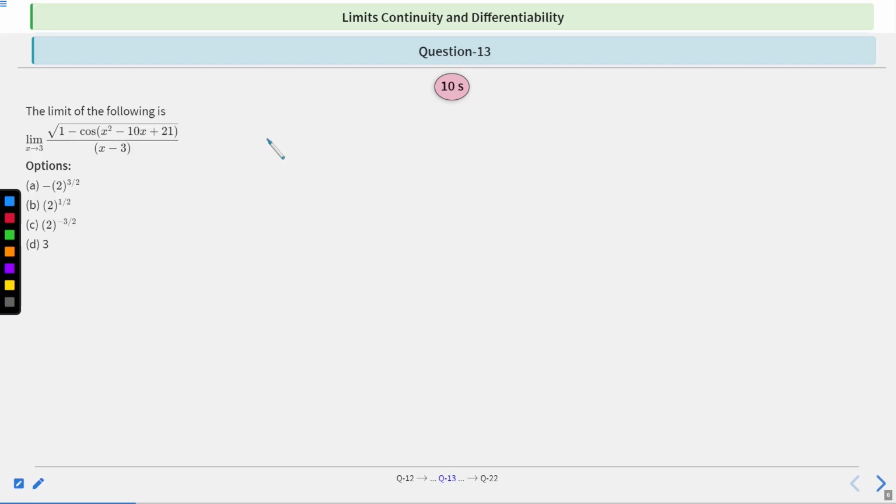Next question, question number 13 says, the limit of the following, as x tends to 3, of root over 1 minus cos of (x square minus 10x plus 21) upon x minus 3, is. You have 10 seconds to solve this question. After 10 seconds, we will discuss the solution.